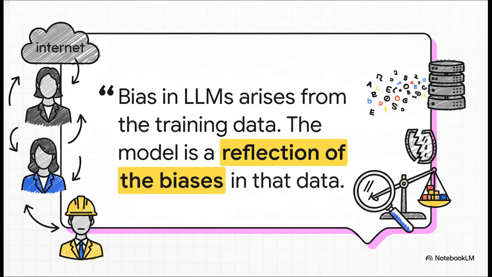Another huge issue is bias. The model itself isn't born biased, but it's trained on the internet, which is a reflection of us, warts and all. So if its training data contains societal biases related to race or gender or different professions, the LLM is going to learn those biases, and it can even amplify them in its answers.